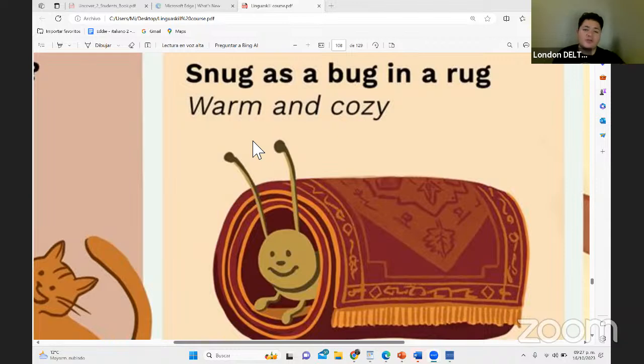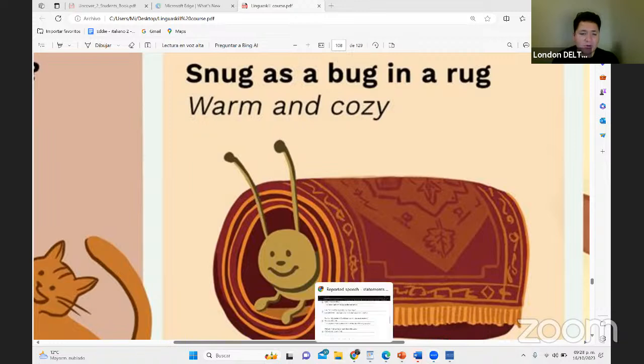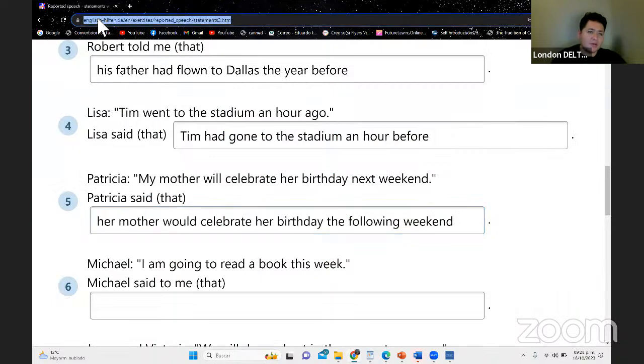Be careful, don't confuse warm with worm. Warm means hot but comfortable. Worm is the insect that you see here, right? So snug as a bug in a rug. You know the rug, right? The rug is this thing you put on the floor. Rug. That's a rug.